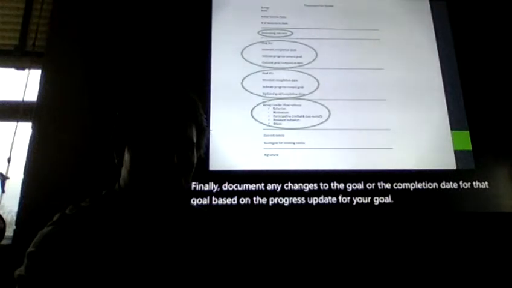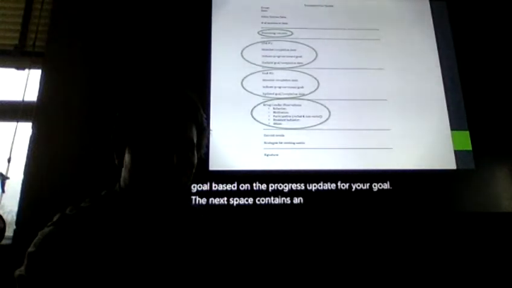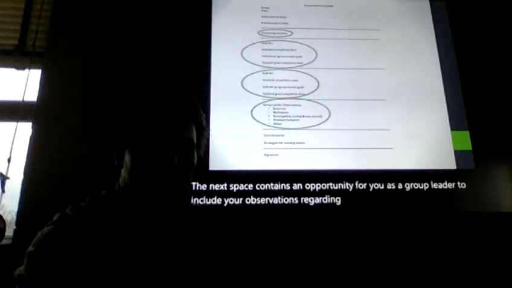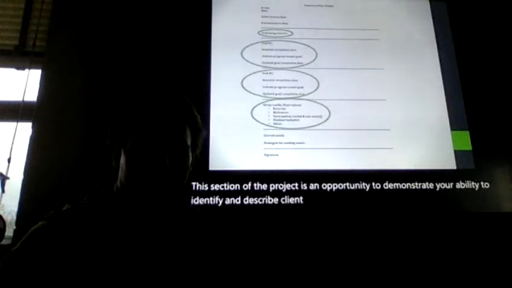The next space contains an opportunity for you as a group leader to include your observations regarding behavior, motivation, participation, and possible resistant behavior. This is where your group may need to refer back to earlier lecture and reading materials in order to incorporate information regarding group dynamics and member behavior. This section of the project is an opportunity to demonstrate your ability to identify and describe client behaviors within a group.